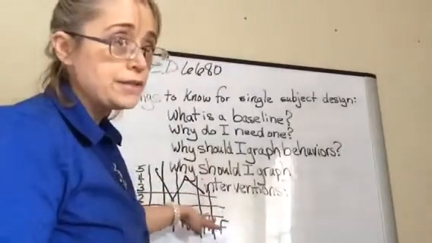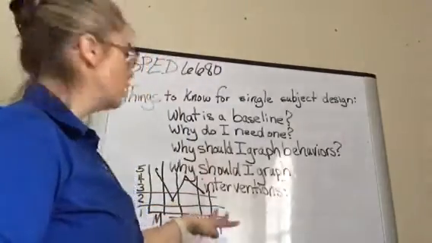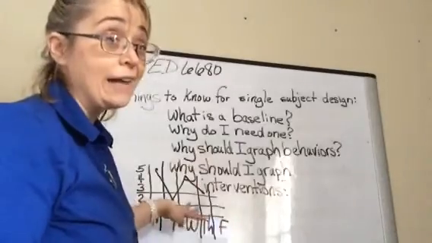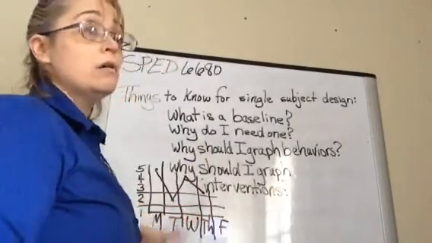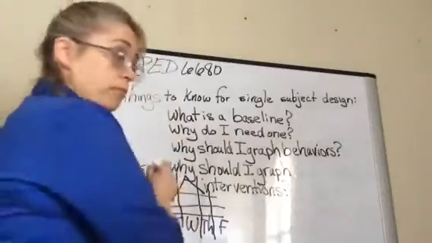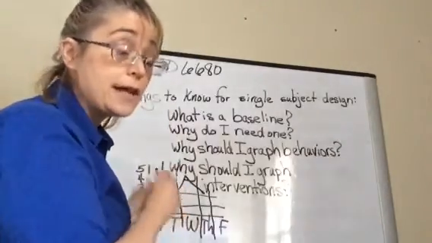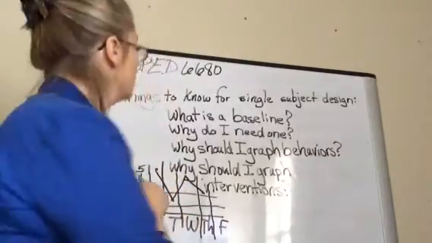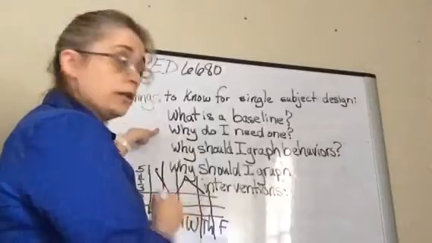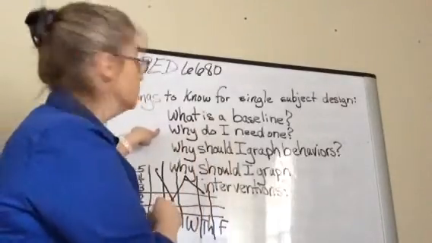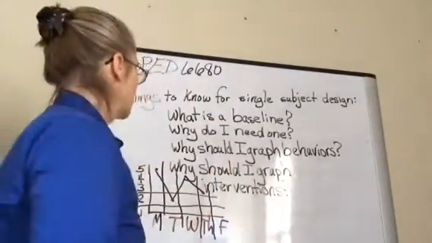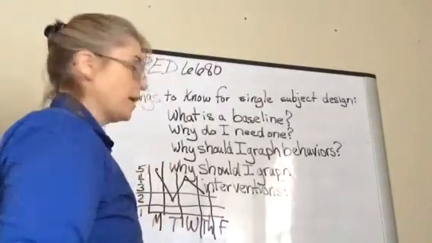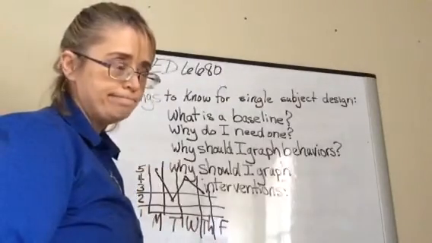Now, are we going to just have 1 week? Not unless it's violent behavior. If it's violent behavior, oh my goodness, hands up. We're going directly into intervention because that's what the law says. Okay, so you kind of see why we need one. Okay, why should I graph behaviors? Okay, why should I graph interventions?